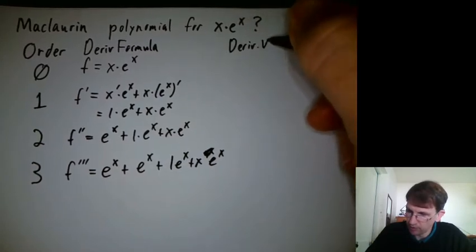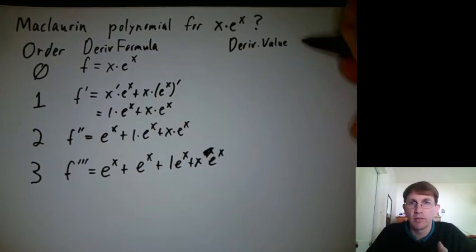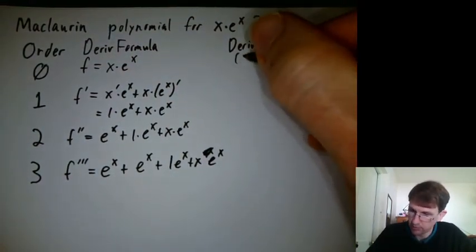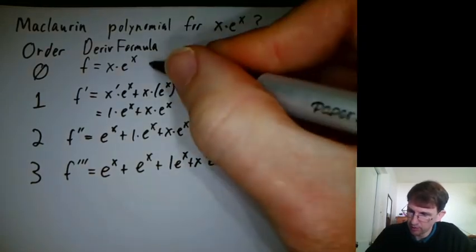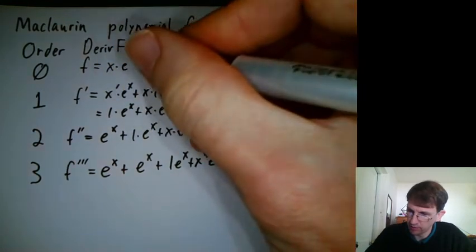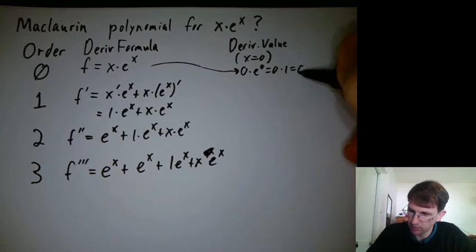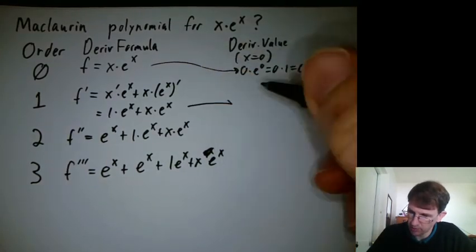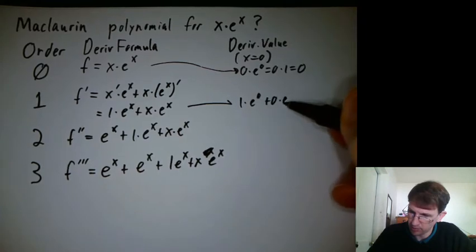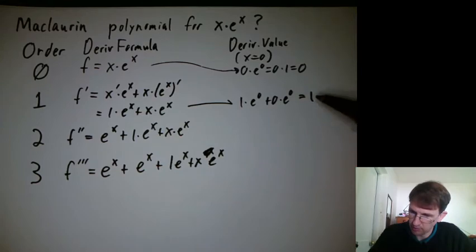What's the derivative value? Where should we take the derivative value at x equals what? Since it says Maclaurin, at x equals 0. So what is the derivative there? Plug in 0, you get 0 times e to the 0, which is 0 times 1, which is 0. This one, 1 times e to the 0 plus 0 times e to the 0. That's all 0. That's 1 times 1, so we get 1.